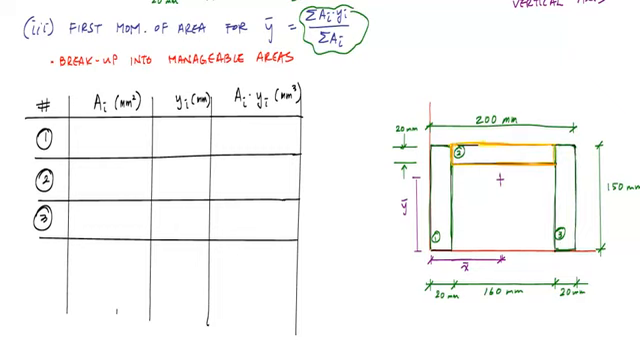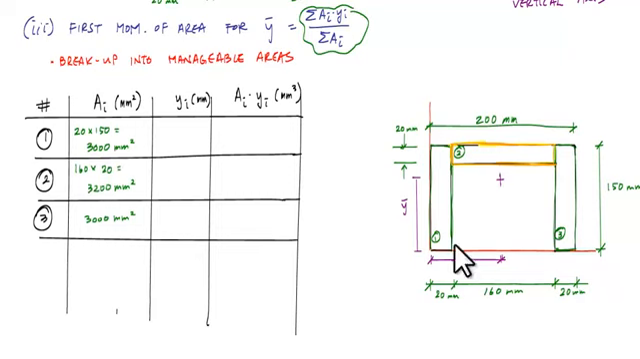If I calculate the area of each, area 1 is base times height, so 20 times 150. This comes out to 3,000 millimeters squared. Now I know area 3 has the same dimensions, so this is also 3,000 millimeters squared. Area 2 in the middle here is a base of 160 times the height of 20, which gives me an area of 3,200 millimeters squared.